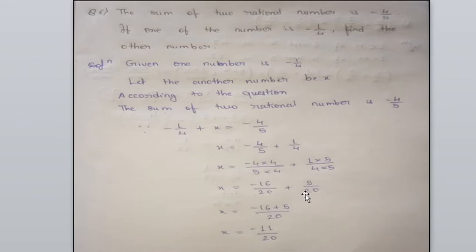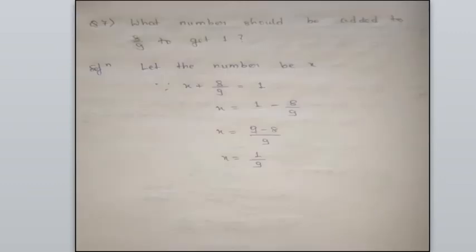The denominator we got the same, so we will write the denominator as 20 and we will perform the addition between the numerators. So that is minus 16 plus 5. Now minus plus will be minus, it means 16 minus 5 will be 11, but here we will write minus 11 because the greater number is 16 and the sign for 16 is minus, so that's why here we will write minus 11 by 20. So we got the value of x as minus 11 by 20. It means the other rational number is minus 11 by 20.